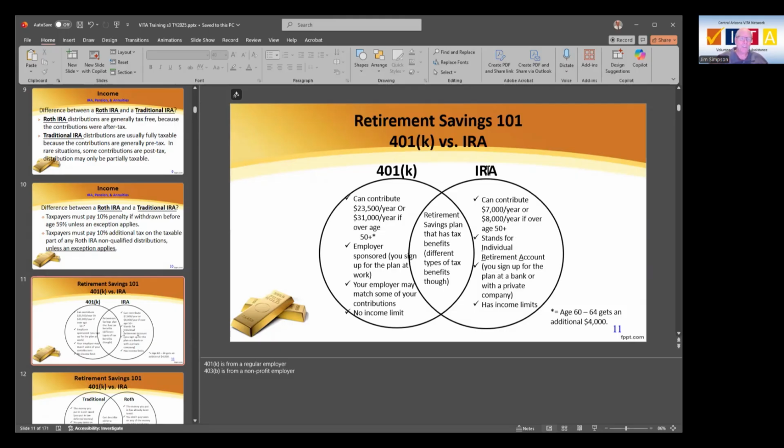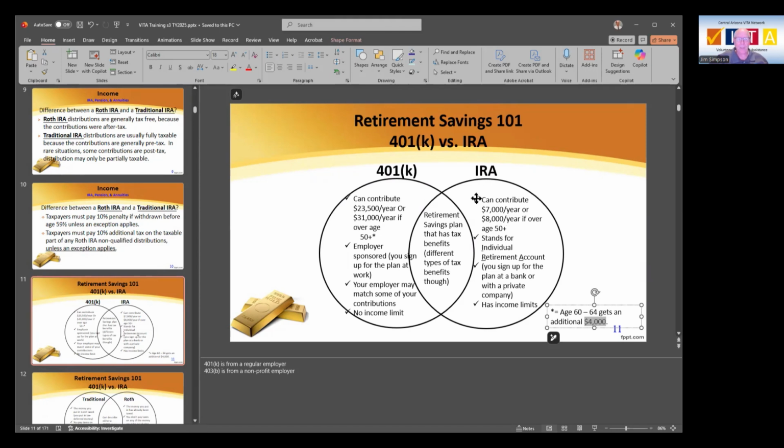Okay, the big difference between a 401k and a Roth IRA is look at the money that you can put into an employer-sponsored plan. You can put up to, well, 23,500 a year, or if you're over 50, it goes to 31,000. And look at my little footnote down here. This year, the OBBA, the One Big Beautiful Bill Act, gave you, if you're between age 60 and 64, the ability to put in another 4,000. So that would put you up to, I don't know, like 35,000 that you can put in.